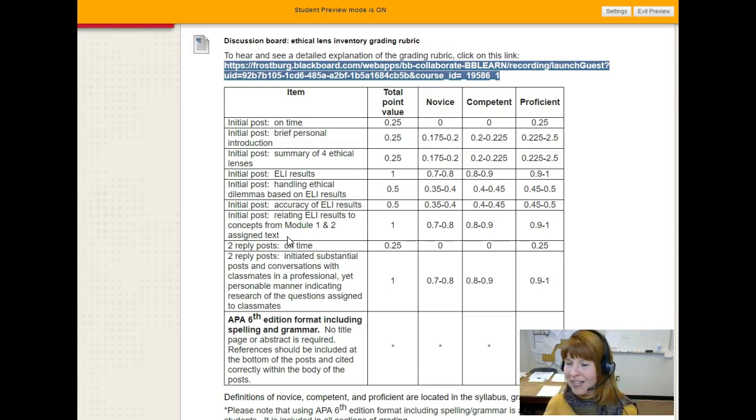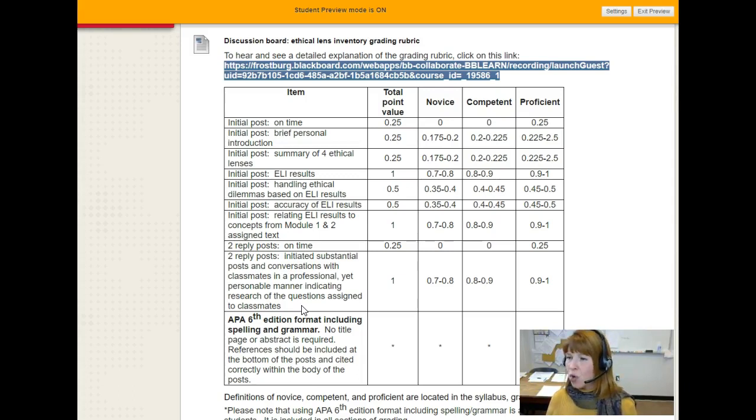Okay, moving on. You are required to complete 2 reply posts. So you're going to be replying to 2 separate peers in the class. You get a quarter of a point just for doing it on time. So please make sure that you do that. You'll always want to do your best to complete assignments on time. And then the second element is the hard part. Okay, so initiated substantial posts and conversations with classmates in a professional yet personable manner, indicating research of the questions that are assigned to the classmates.